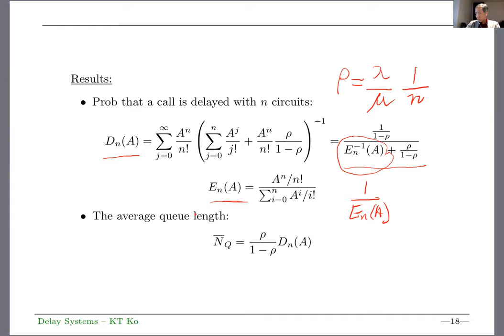Now, why do we express DN of A in terms of the Erlang loss formula? Simple, because they are calculators. You can put in N and A, and it gives you the probability of loss, EN of A. Of course, you can just do the calculation yourself using these expressions. So DN of A is the probability that a call coming in finds all N servers busy and so is waiting in the queue. The queue may have one or more jobs waiting, but it will go to the end of that queue. So that is the probability a call is delayed. The average queue length is given by this simple relation again.